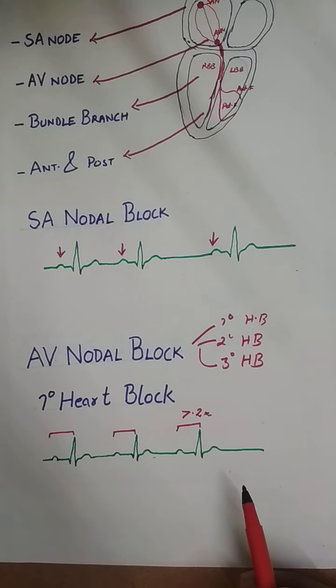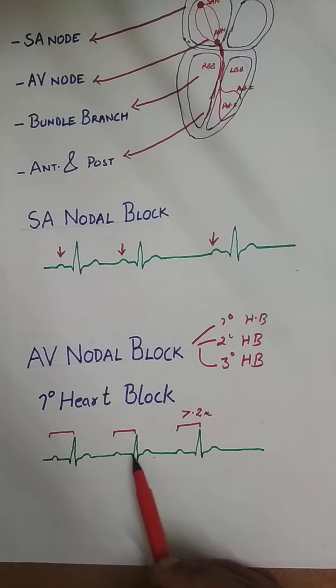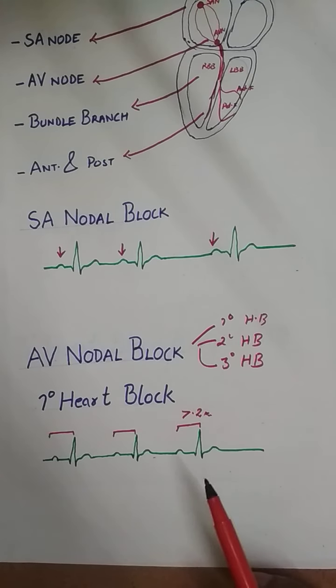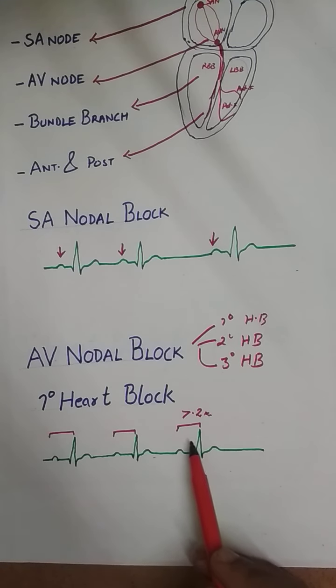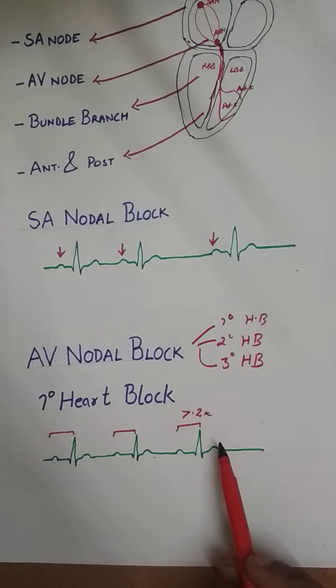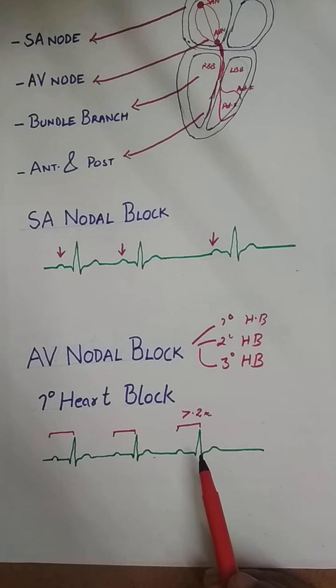So the waves are propagated from the atrium to the ventricle, but there is a delay in conduction of the impulse that leads to the prolonged PR interval. Prolonged PR interval means the PR interval would be greater than 0.2 seconds. This is the ECG finding of first degree heart block.